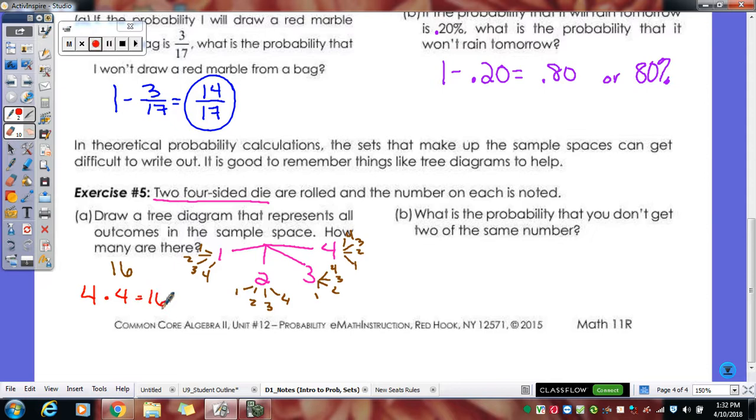If I was flipping a coin and then rolling a 6-sided die, it'd be 2 times 6. There would be 12 total outcomes for that one. So you just multiply how many outcomes on one times the number of outcomes on the other one. That's always true. If you're trying to figure out how many objects are in your sample space, you just multiply your total number of outcomes.